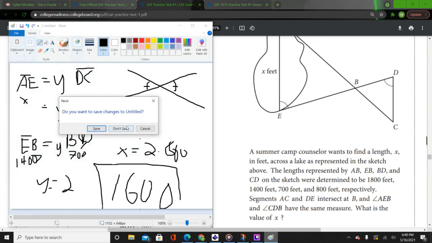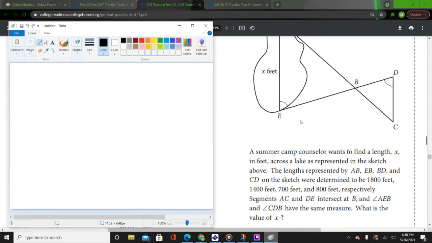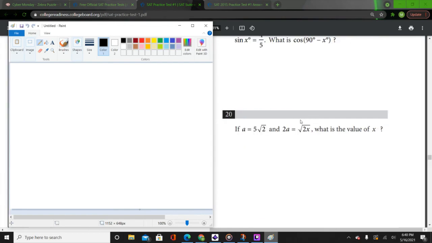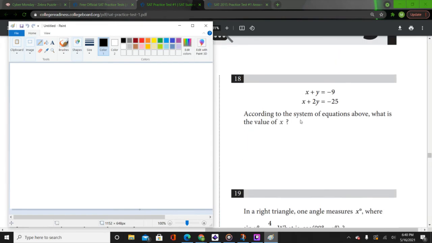But yeah, the key to this problem is noticing that it is in fact a similar triangle. Right, that's 17, 19, or we didn't do 18 yet. 18, right.